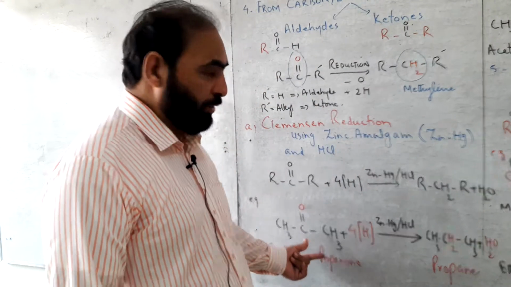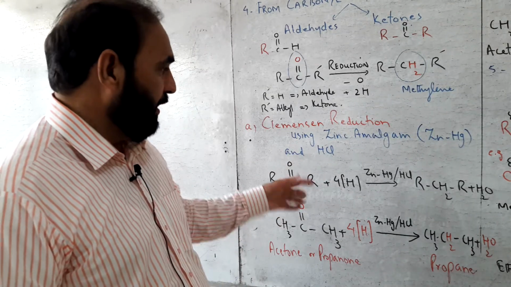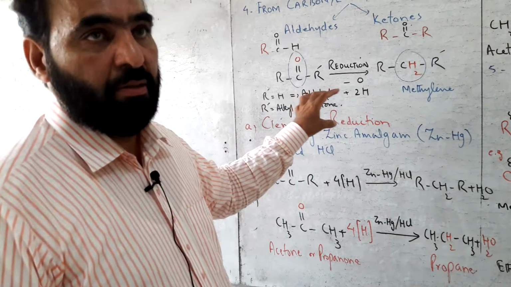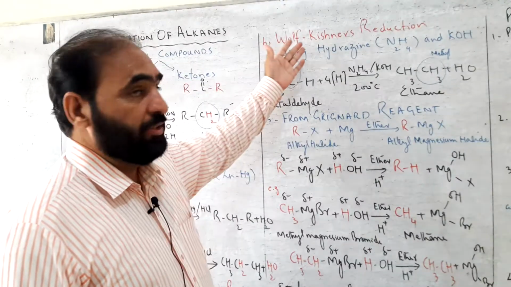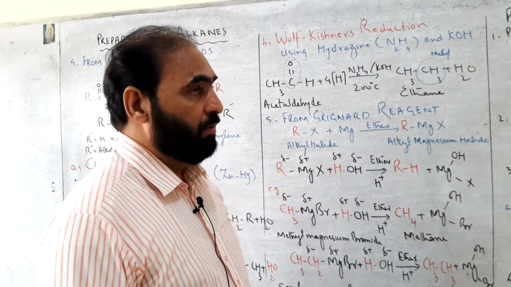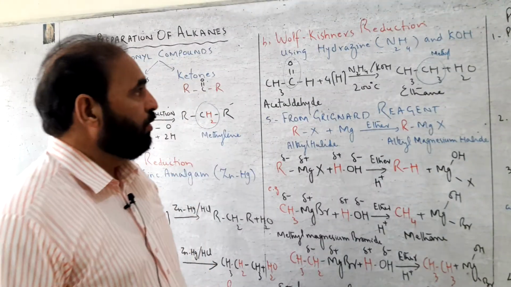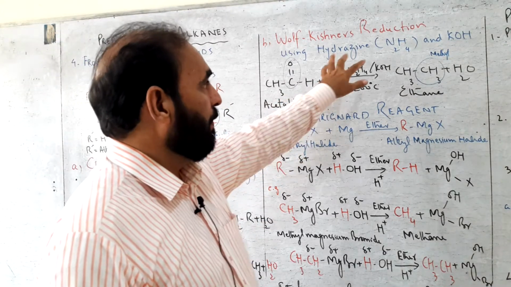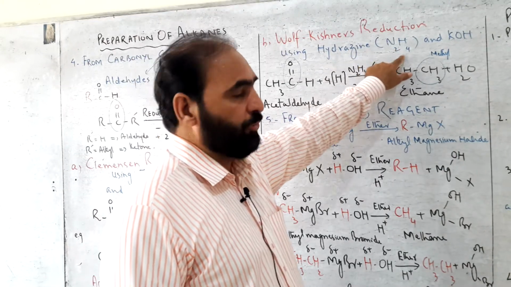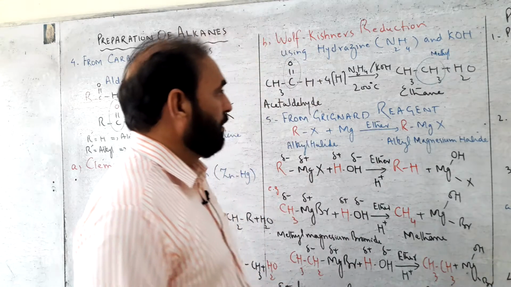So this method of reducing an aldehyde or ketone using a zinc amalgam in the presence of HCl is called Clemmensen reduction. The second method of reduction is Wolff-Kishner's reduction. In this method, we use the source of atomic hydrogen as hydrazine, N2H4, in the presence of potassium hydroxide, KOH.